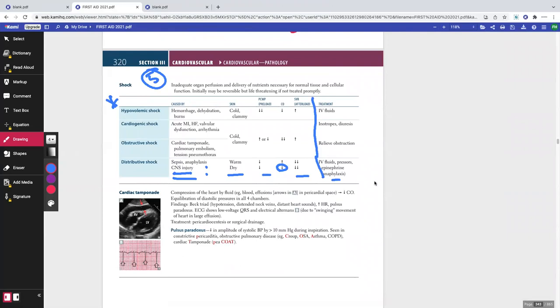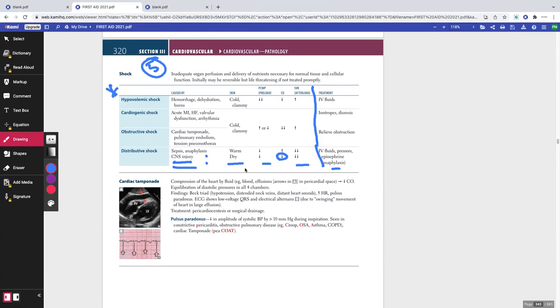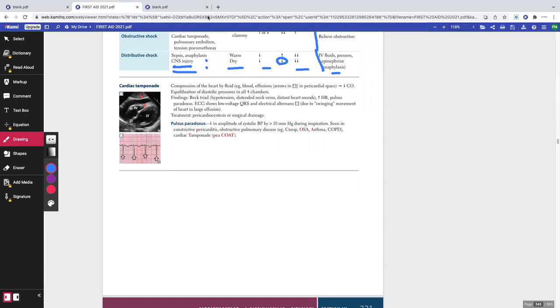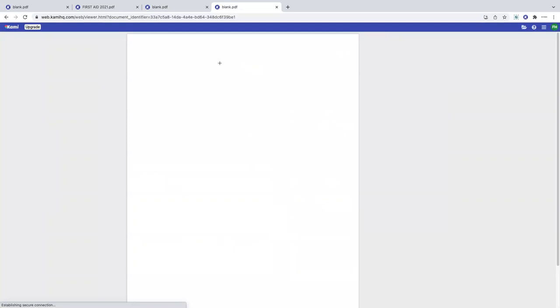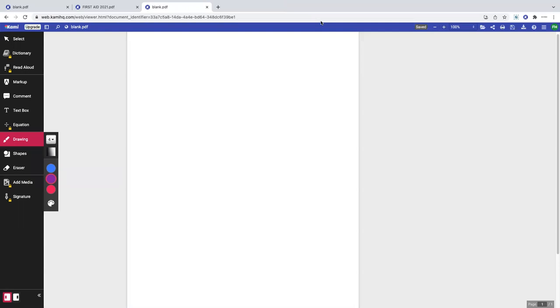All right, so let's begin today's lecture. After the break, we're going to start talking about cardiac tamponade. Is everyone ready? Yes or no? Yes. So let's begin now. Let's start talking about cardiac tamponade.